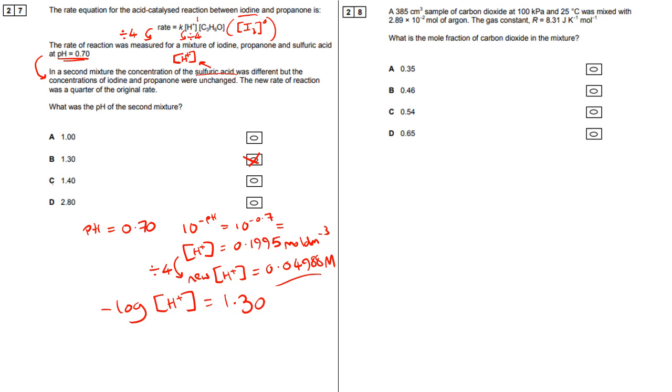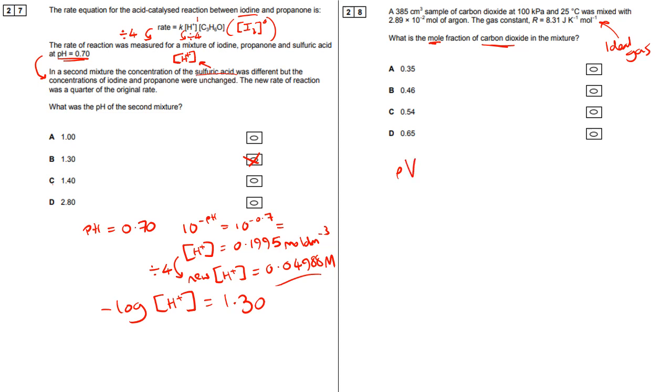Question 28. You're given the volume of CO2, the pressure, the temperature, and you're told the moles of argon and the gas constant. So this information should lead you to think, okay, I should be looking at the ideal gas equation. What's the mole fraction of carbon dioxide in the mixture? Well, we're not actually given the moles of carbon dioxide, so we can't yet work out the mole fraction.